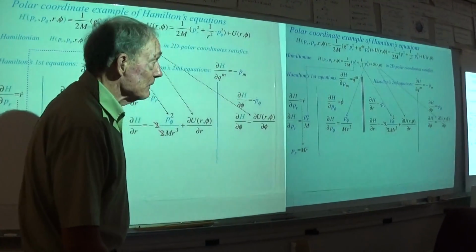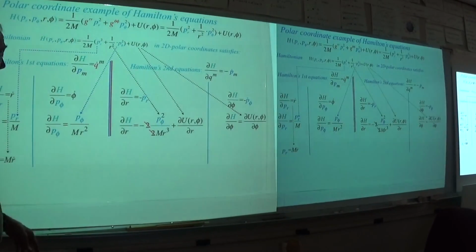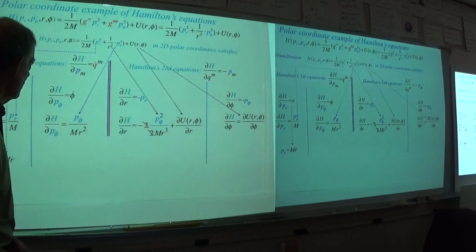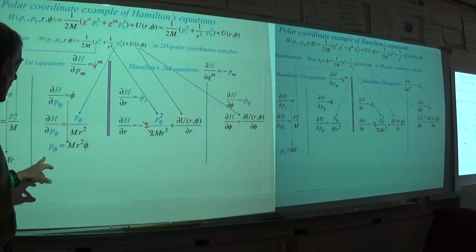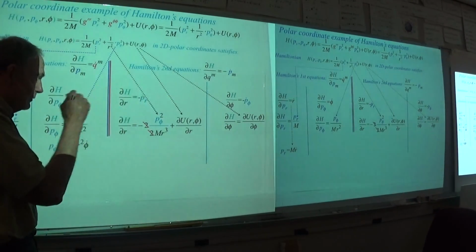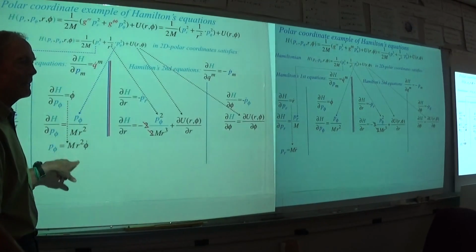Next step, the p phi. Where does that come in? P phi here is m r squared times that. Well, partial h with respect to p phi is phi dot. So that gives me this little guy right here. So we get p phi equal m r squared phi dot. That was a big accomplishment. We got it in one step down there. Took a couple of steps to get it here.